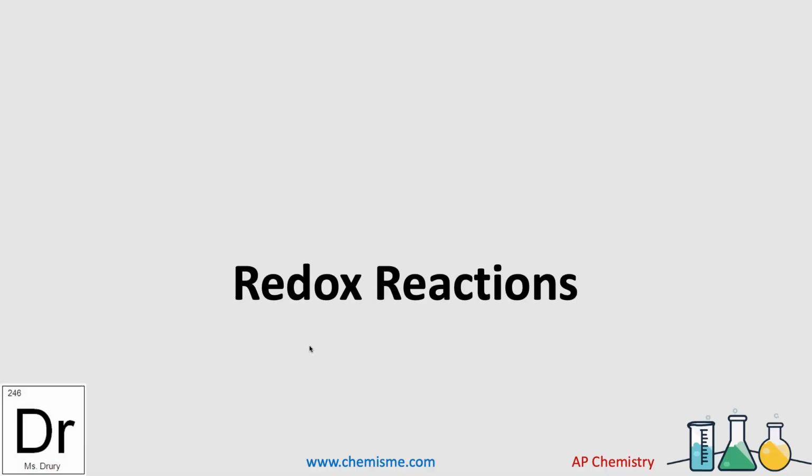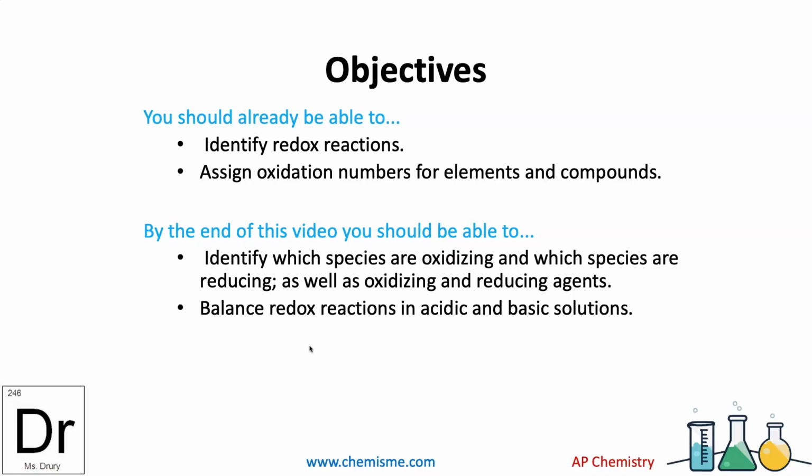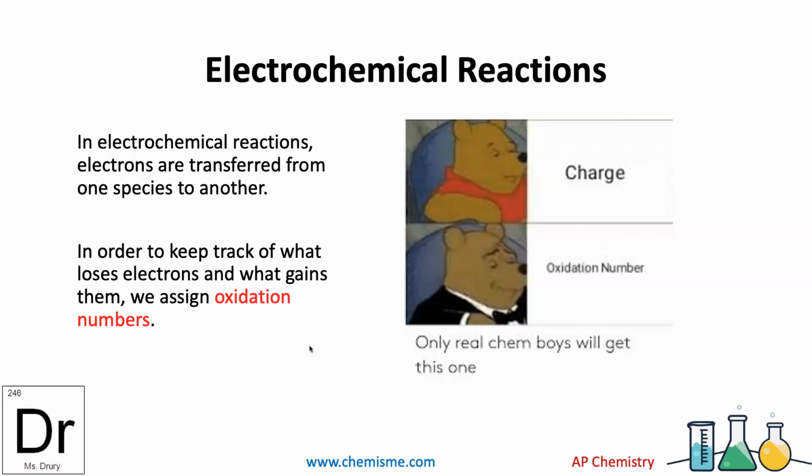In this video, we're going to introduce electrochemistry and redox reactions. You should already be able to identify redox reactions and assign oxidation numbers for elements and compounds, and by the end of the video, you should also be able to identify which species is oxidizing and reducing, as well as oxidizing and reducing agents, and then balance redox reactions in acidic and basic solutions.